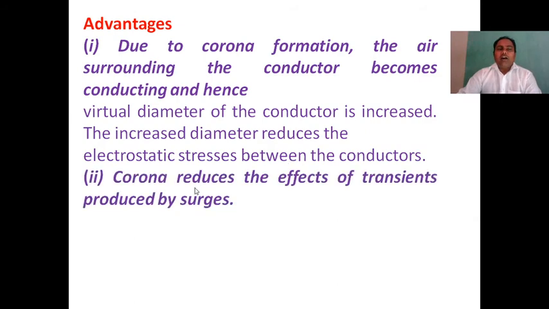The second one is that corona reduces the effect of transients produced by surges. So this will reduce the effect of transient switching conditions or surges. Whenever there is an abnormal voltage present, it will be reduced by corona.